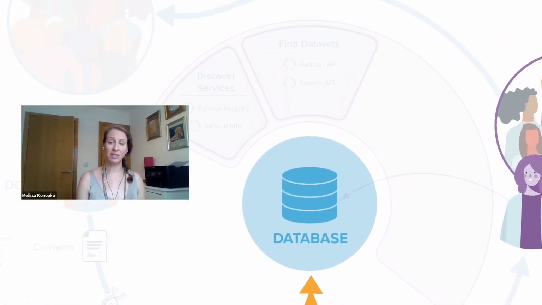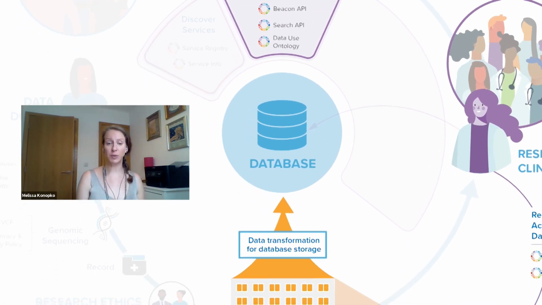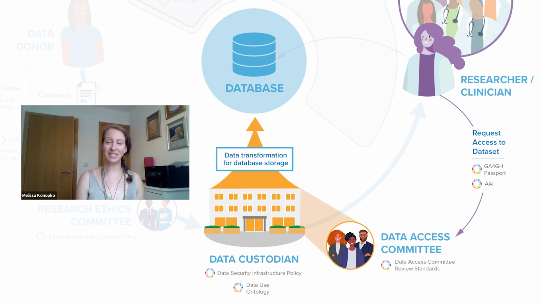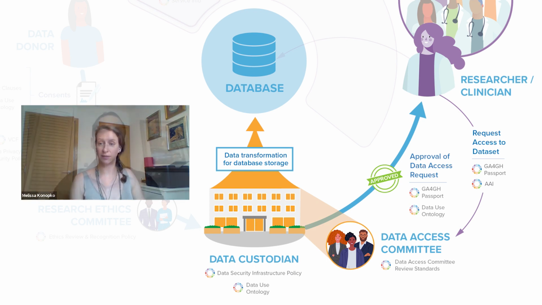DUO also supports discoverability for secondary research within databases. For example, a researcher can query a database that has implemented DUO and only receive results that match his or her intended use and/or authorization level, potentially as described by their passport. GA4GH Passports and DUO can be used in concert to assist data access committees to efficiently make access decisions based on unambiguous information about both the researcher making the access request as well as the allowed use of the datasets.